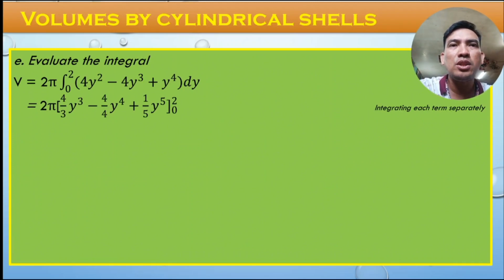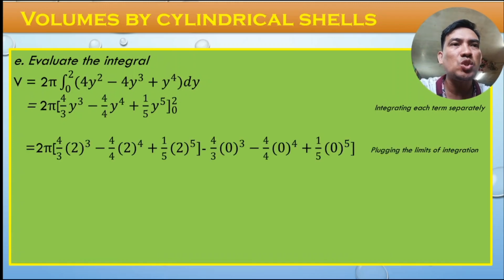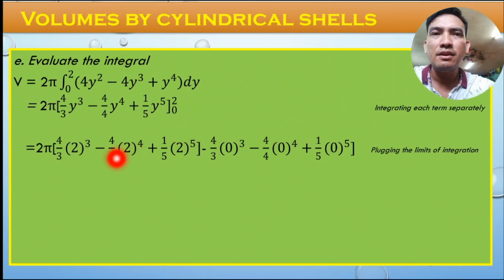As we evaluate, you have then 2 pi times the quantity from 0 to 2 of 4 over 3 y cubed minus 4 over 4 y to the 4th plus 1 over 5 y to the 5th. That is integrating each term separately. So plugging in the limits of integration, you would have this solution. Okay, there you go.